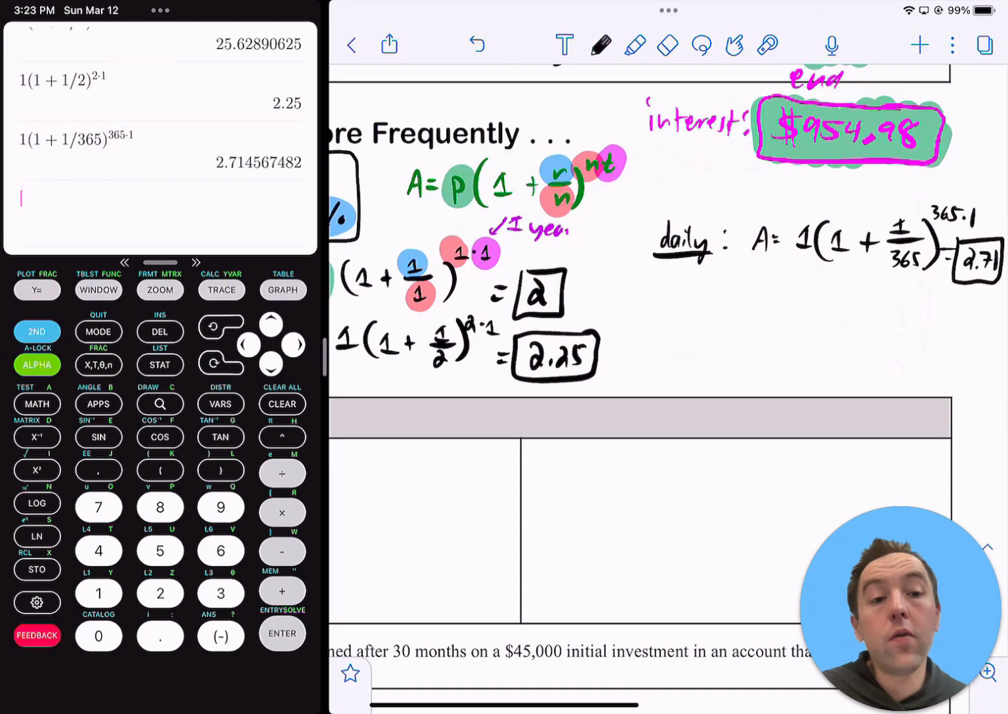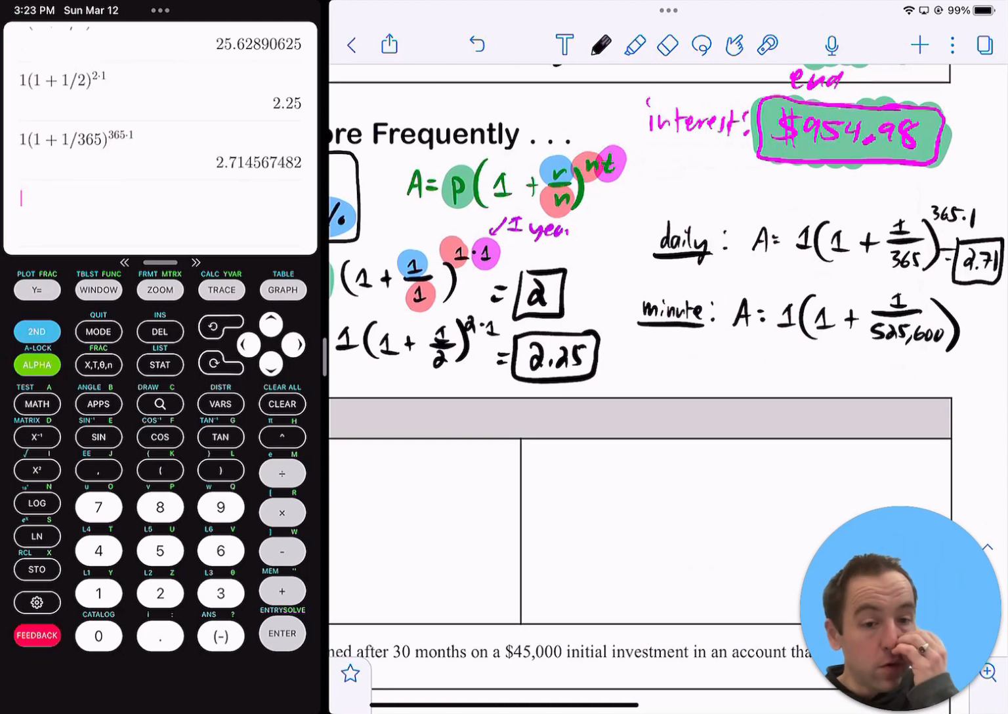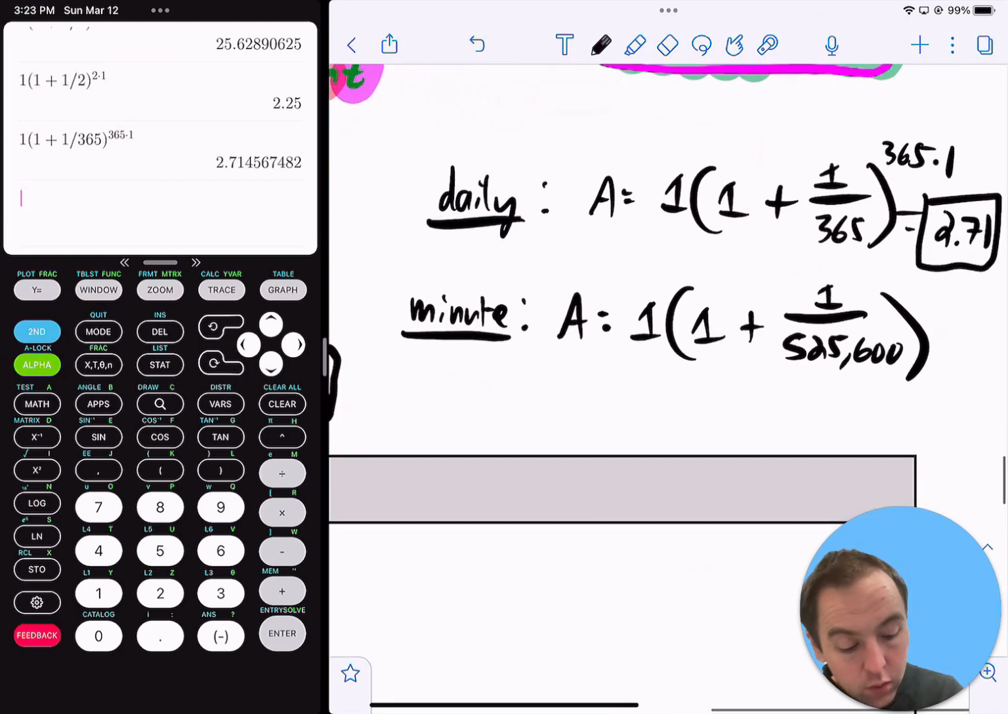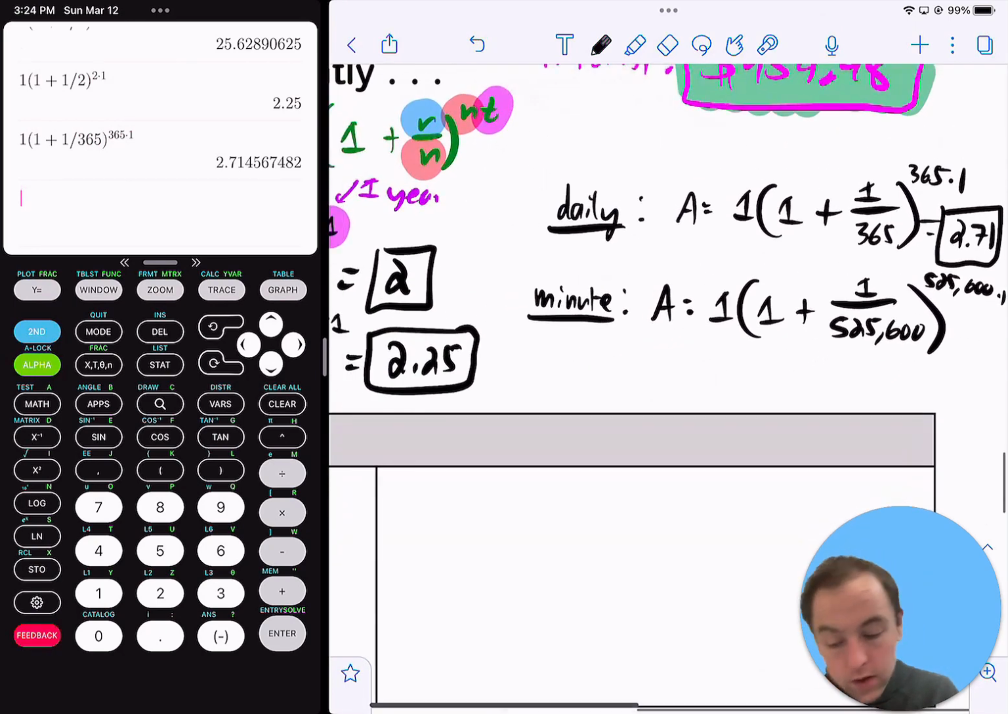So we could even go further than this. Interest could compound more than just once per day. It could compound by the hour or by the minute or something like that. So let's go by the minute. So it does turn out that there are 525,600 minutes in 1 year. So you would add interest into your account 525,600 times in that year. So what we would want in our exponent then is 525,600, and then times it with 1 to figure out how much we'd have after 1 year's time.